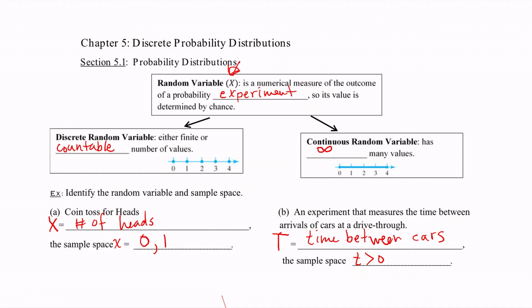So anyway, in this first section though, we're going to be focusing more on the discrete random variable and how to construct various probabilities that can be associated with a discrete random variable.